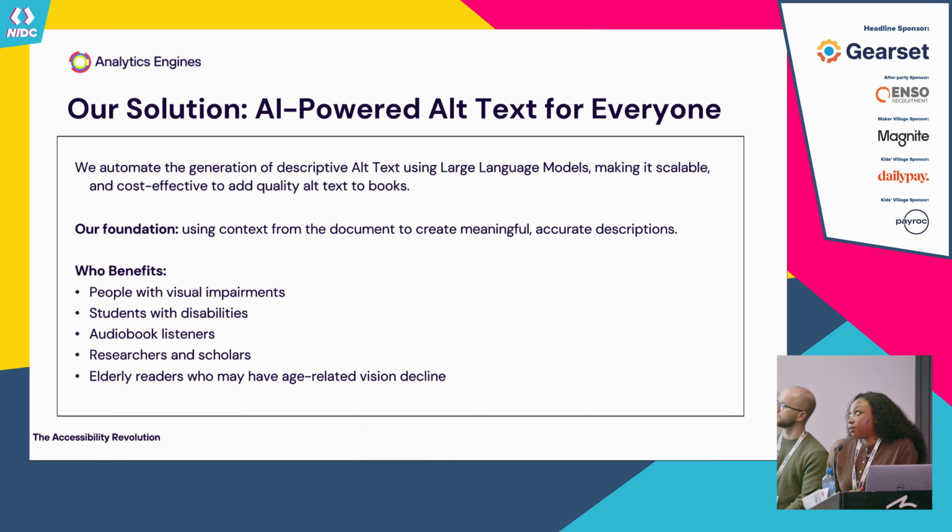So we automate the generation of descriptive alt text using a large language model, and specifically GPT-4o. And we make it scalable and cost-effective to add quality alt text to books. And our foundation is using the context from the documents, we create meaningful and accurate descriptions. So many people benefit from our alt text solution. People with visual impairments, students with disabilities, people who just listen to audiobooks, researchers and scholars, and some elderly readers who may have age-related vision decline.